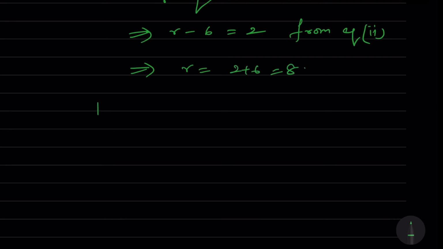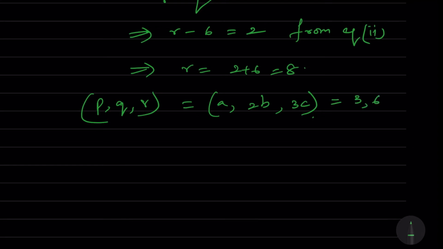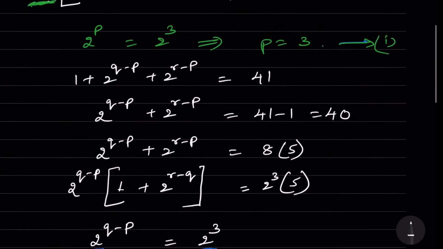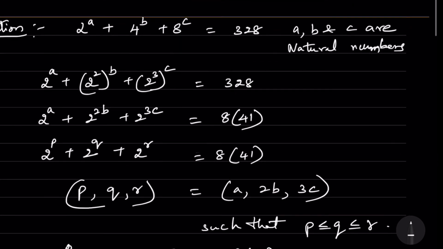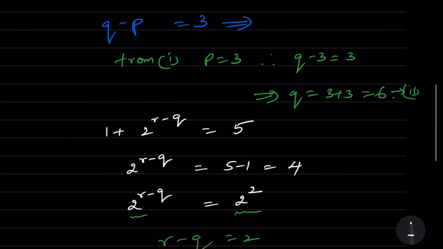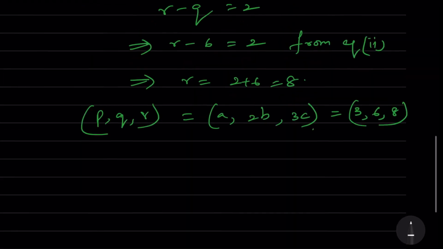So we got that PQR is equal to A, 2B and 3C. That means here we got it as 3, 6 and 8. That is PQR in this order. We got these numbers. Now write what is the question which we are having. The actual question, 2 to the power of A plus 4 to the power of B plus 8 to the power of C is 328, isn't it?